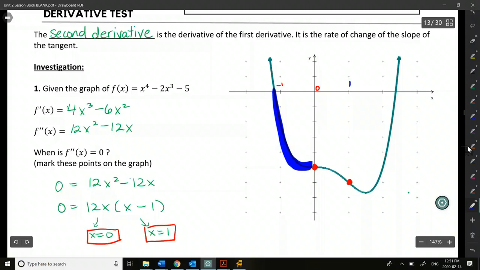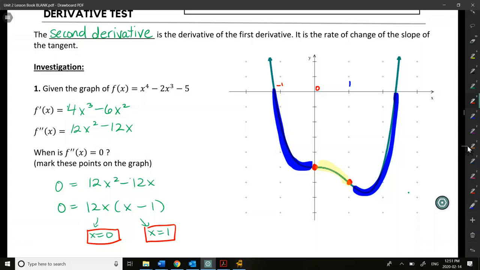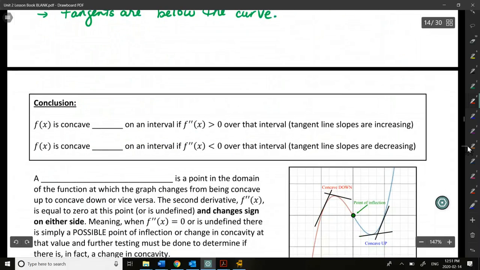So if we notice, this one's kind of like curving up, and then once we move to this section, it's kind of curving down, and then once we move to the other section, it's curving up again. So we call this concave up and concave down. These points, these red points that we marked off here, these points where the second derivative equals 0 is where we change from concave up to concave down or concave down to concave up. So there's a little summary here.